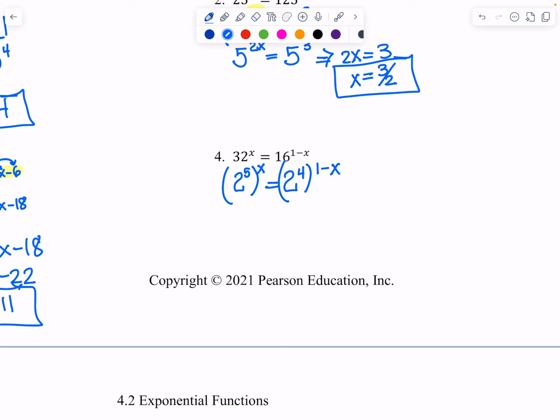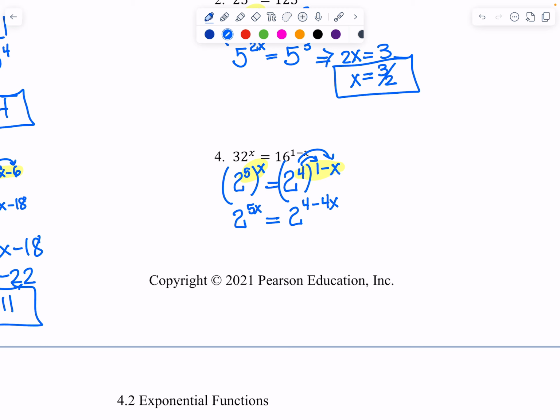raised to the 1 minus x, sorry. Now, remember I said this is the power rule. This is what you got to do. And now over here, you got 2 terms. Now, remember, you got to distribute this here, distribute this here. So let's do it. 2 raised to the 5x equals 2 raised to the 4 minus 4x.